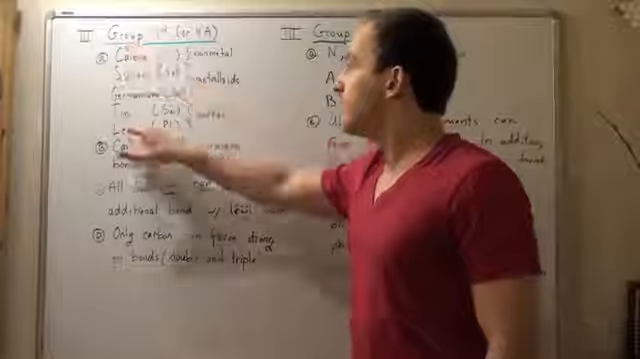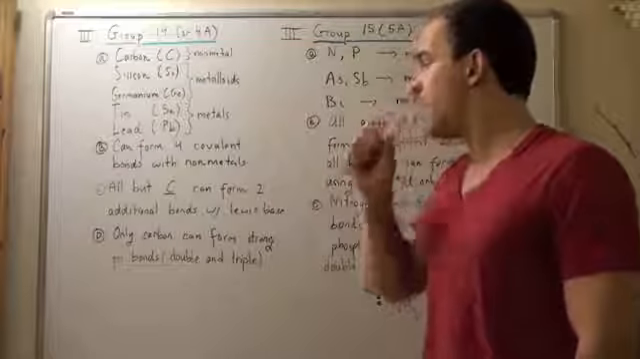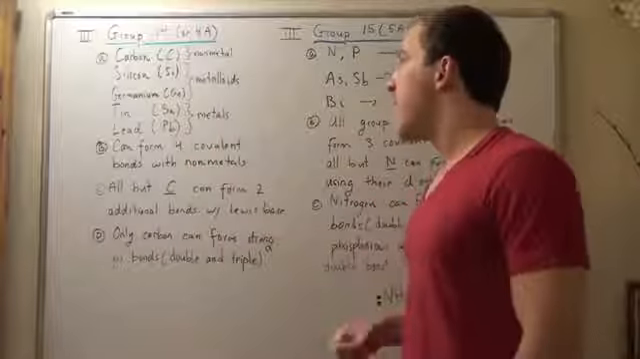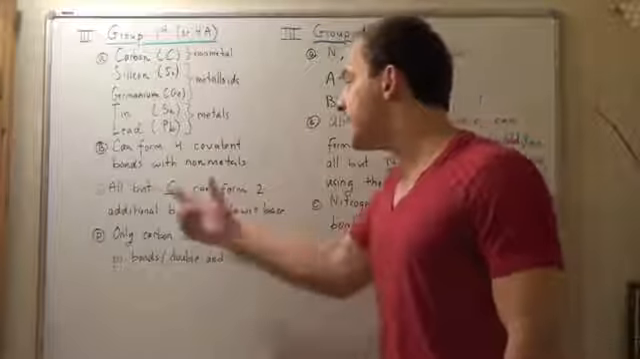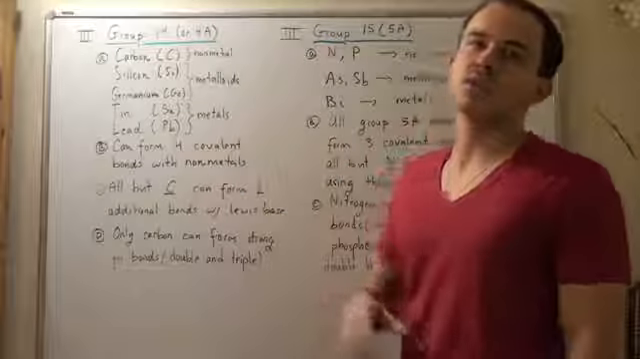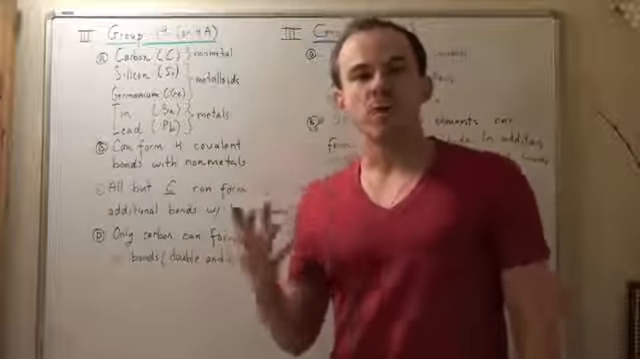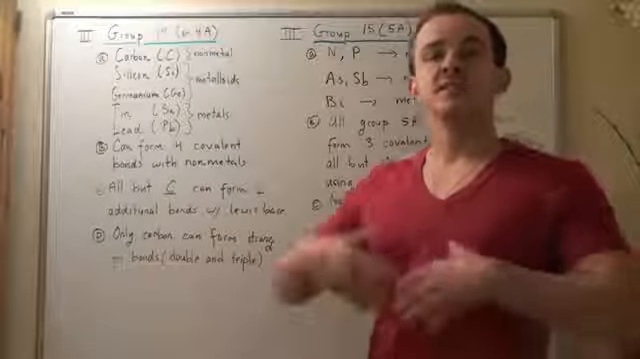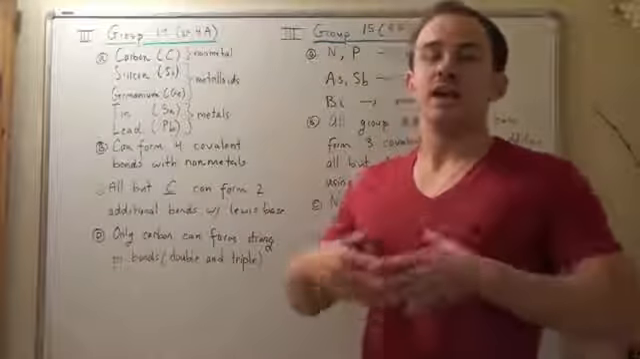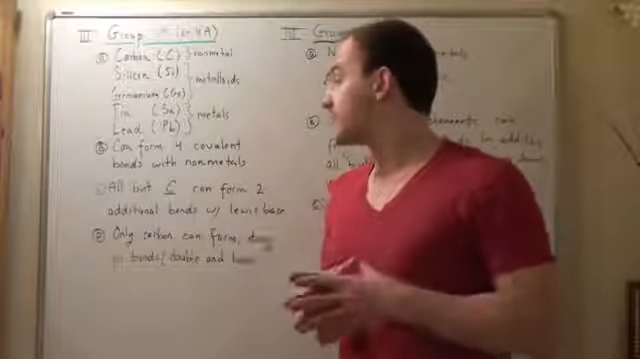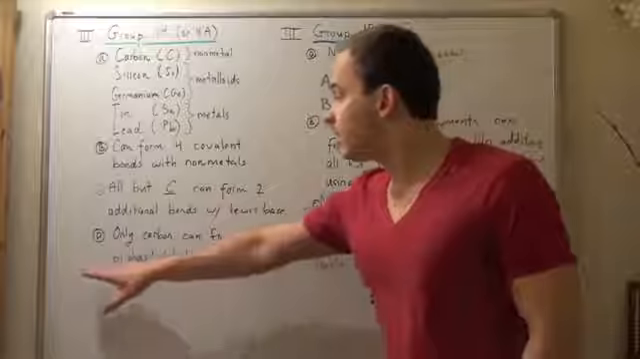Now, every single element within this group can form 4 covalent bonds with other nonmetals. And every atom except the C atom, except our carbon, can form 2 more additional bonds with Lewis bases. Now remember what a Lewis base is. It's simply an atom or a molecule that has an extra lone pair of electrons that it can donate to some other Lewis acid.